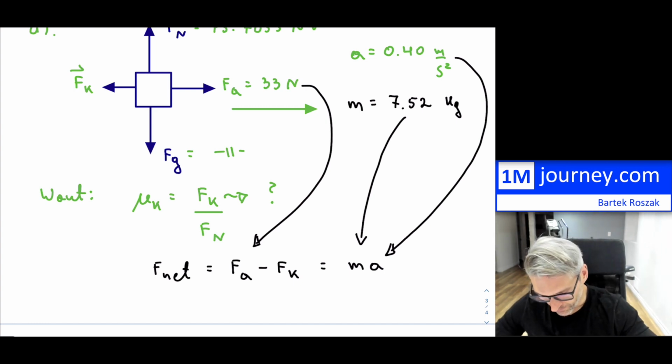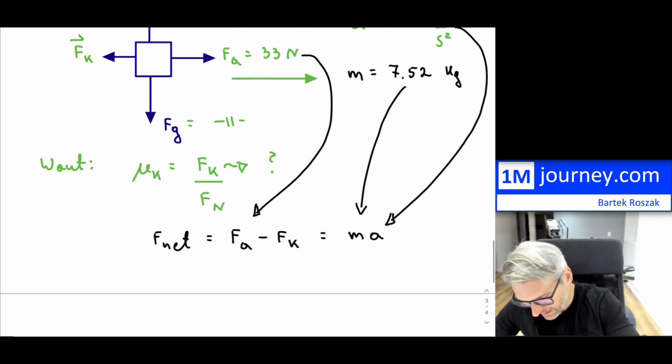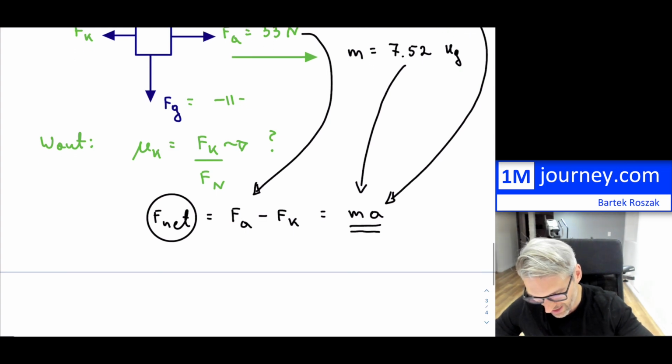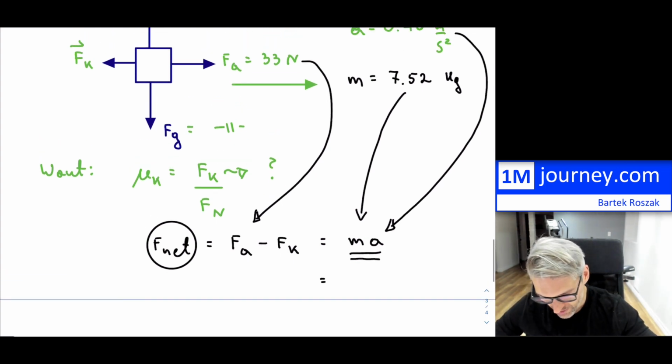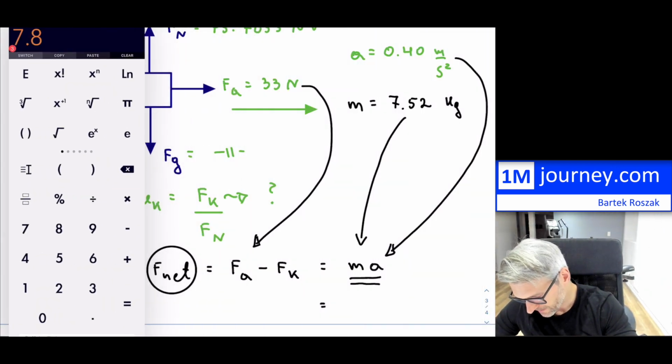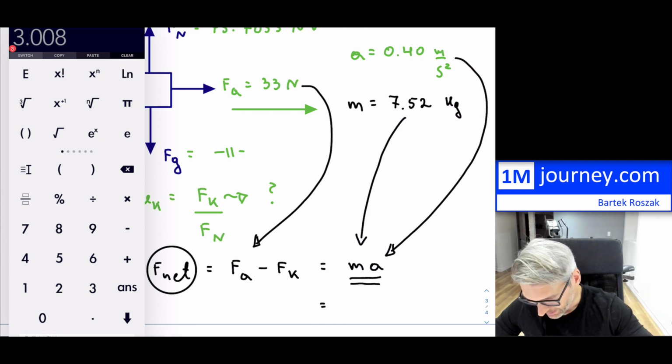Now within there, I no longer need this right here. You might ask why? Because when you multiply mass times acceleration, you get F net. So let me substitute that back in there and see what this gives us. 7.52 multiplied by 0.4 gives me 3.008. So that's about 3 newtons. And this is going to be 33 minus Fk.